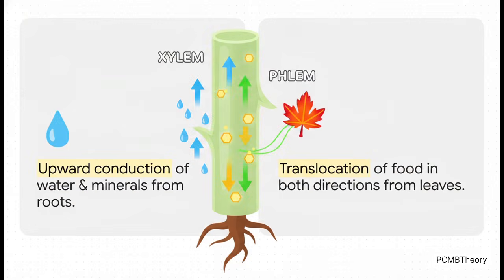The absolute core difference between these two vital pipelines? It's all about what they carry and which way they're going. The xylem is a strict one-way street. It conducts water and dissolved minerals upwards, directly from the roots to the rest of the plant. The phloem, though, is a two-way street. It handles the translocation of food, mostly the sugars cooked up during photosynthesis, moving it from the leaves to wherever it's needed, whether that's up to the growing tips or all the way down to the roots.